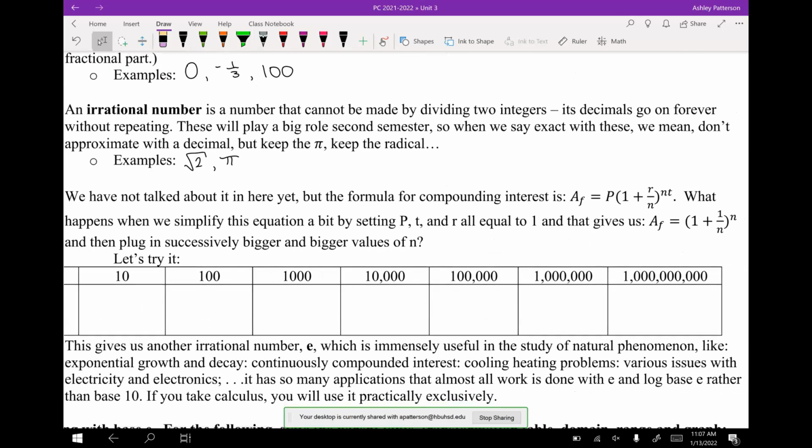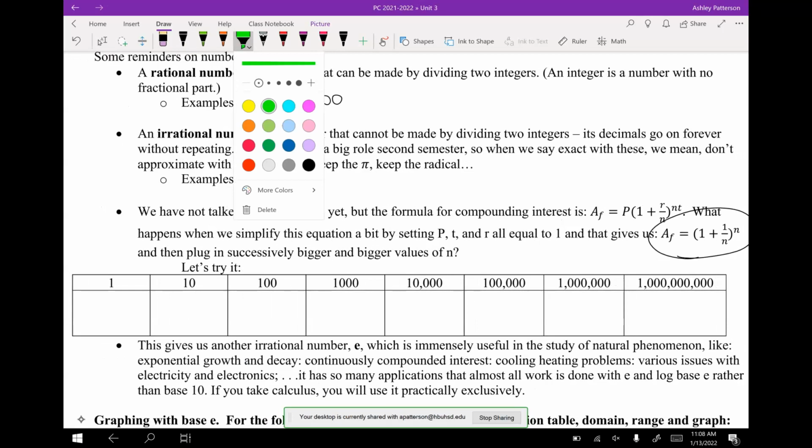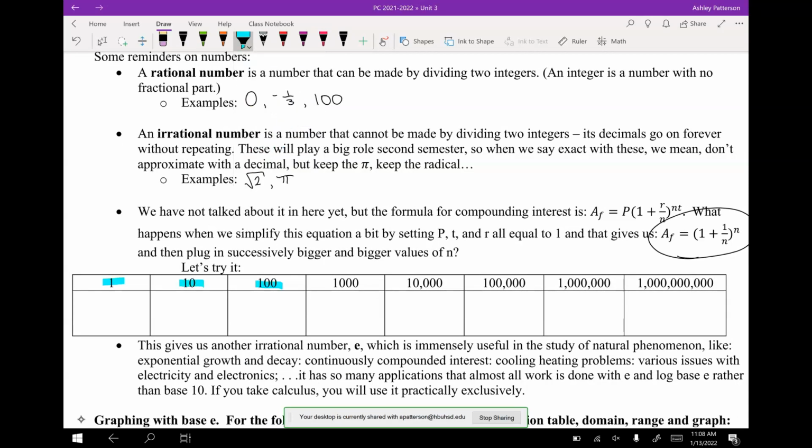But what happens when we simplify the equation? Let's set P, R, and T to 1. If we do that, what's the only variable that we're left with? N. So how often it's compounded, right? Well, do me a favor. I want to plug in the values down here. So I want us to plug in 1 and 10, 100, 1,000, and so forth, all of these in for N. And I want you to see what happens to the value.